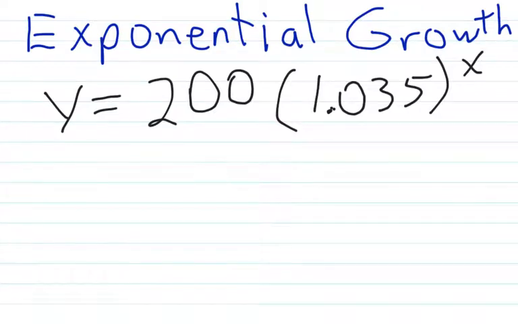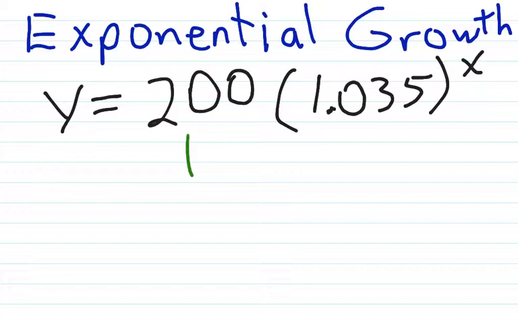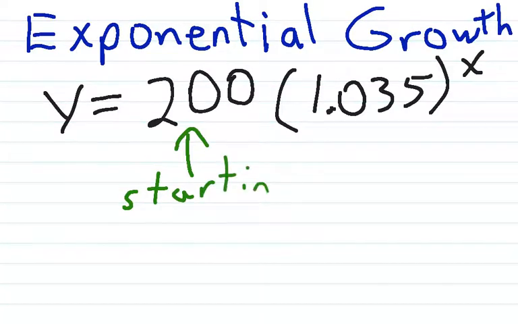Exponential growth is when you have a starting amount, in this case 200, multiplied by a rate, and that rate has to be a number that's greater than 1. And the reason being, 1 whole is kind of your base amount. So anything greater than 1 whole is going up. So if you multiply by a number greater than 1, it's going up.